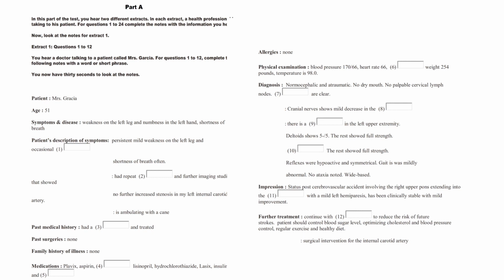Any allergies due to medications? No, doctor. Is there any history of illness of your family members? No, doctor. Well, your blood pressure is 170/66, heart rate 66, respiratory rate 16, your weight is 254 pounds, and your temperature is 98. Normal cephalic and atraumatic, no dry mouth, no palpable cervical lymph nodes. Your conjunctiva and sclera were clear.